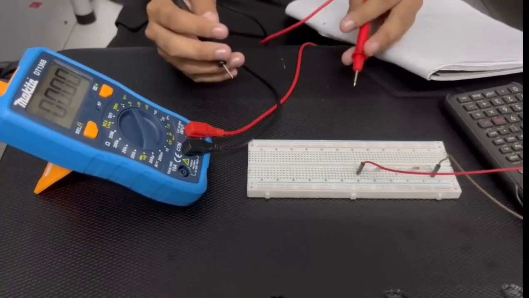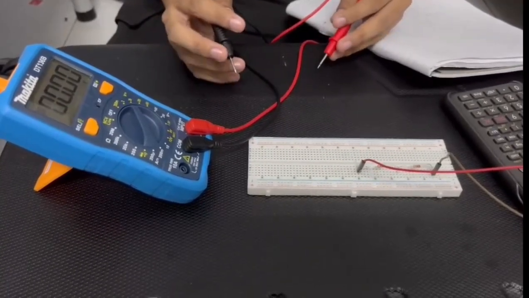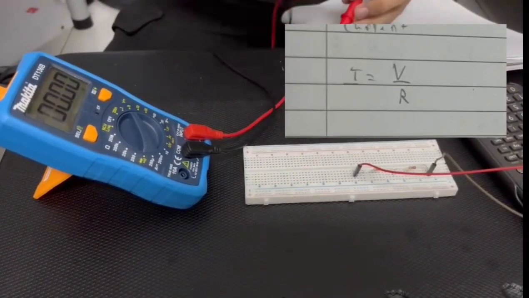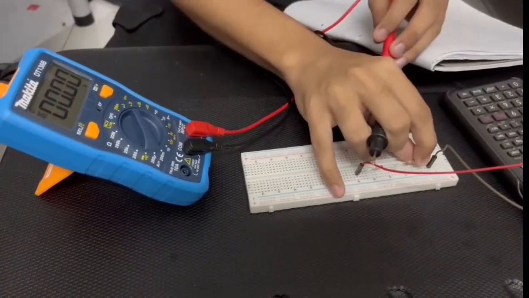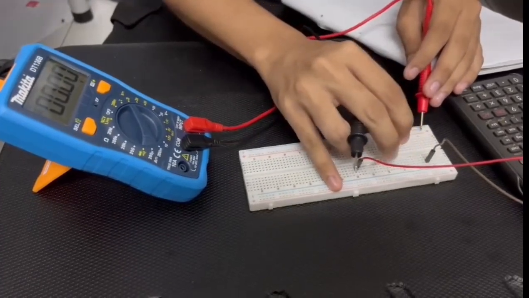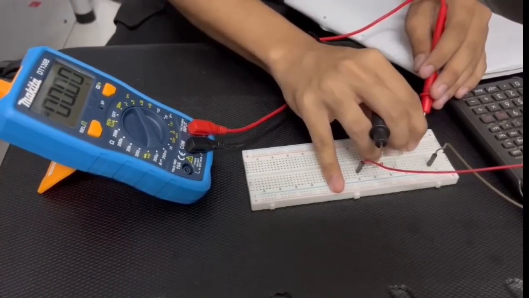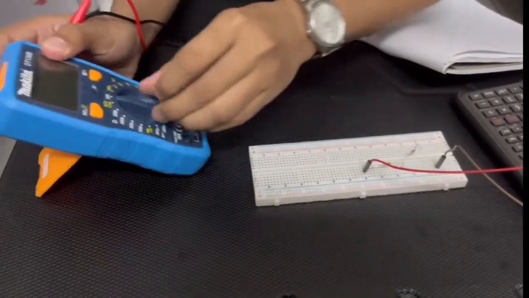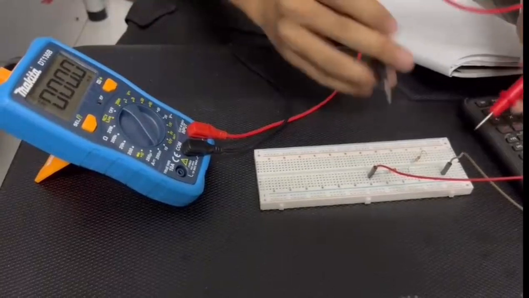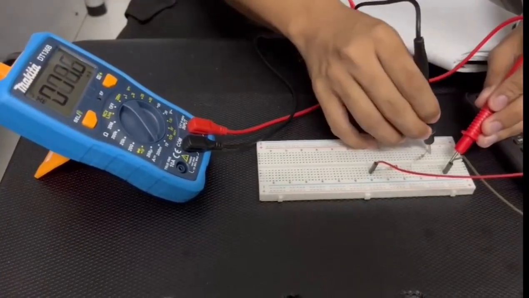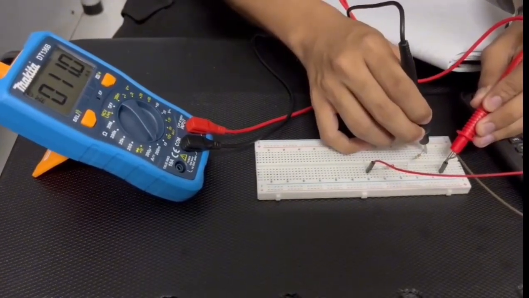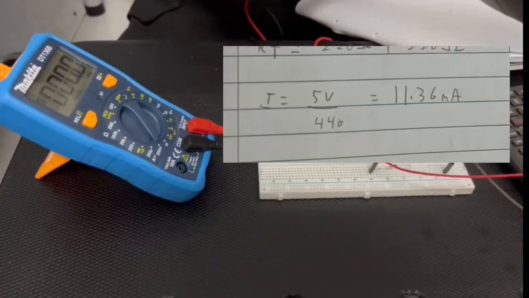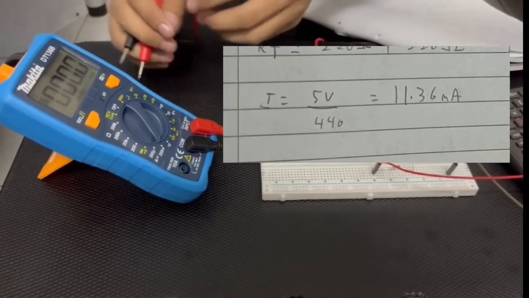Now we are going to find the current. For the current, we use the formula I equals V over R. To measure the current in the circuit, we have to cut off the resistor from the power, and then we change the multimeter to ampere. We measure the current and we will get 11.0 milliampere, which is almost the same as the calculation, 11.36.